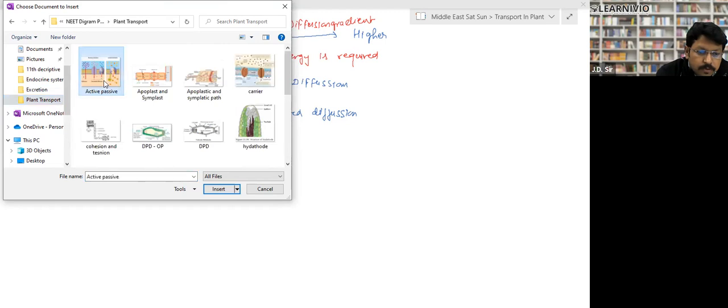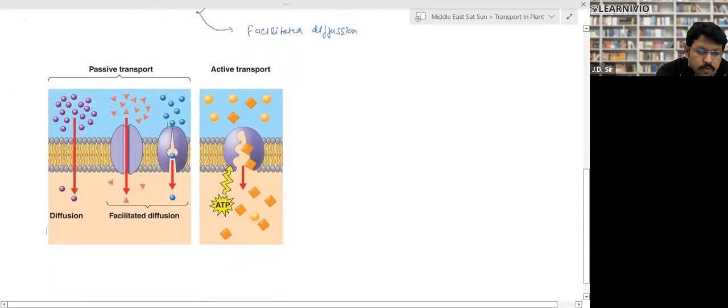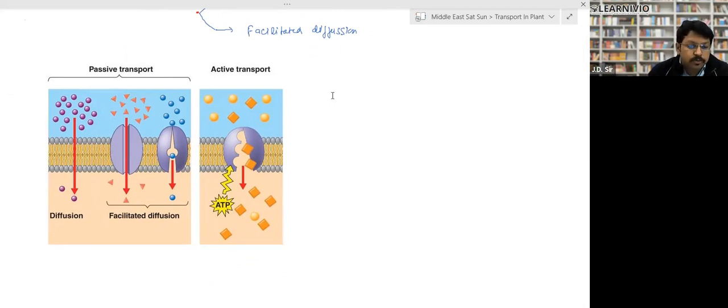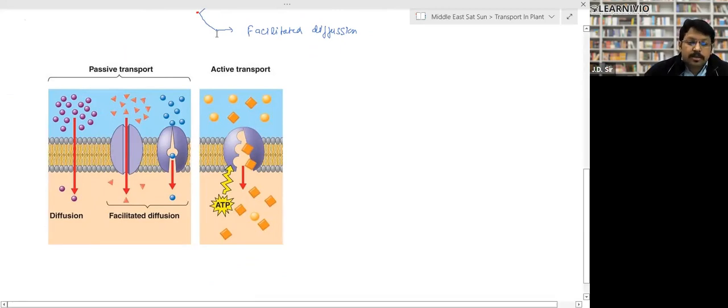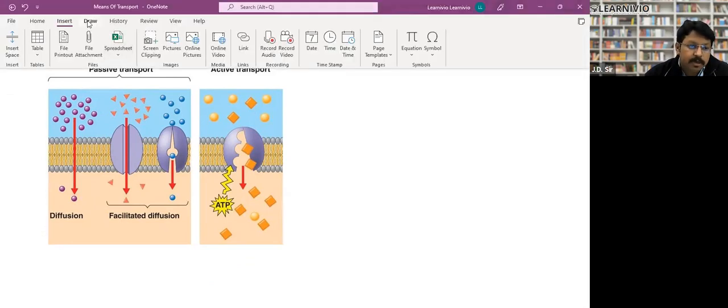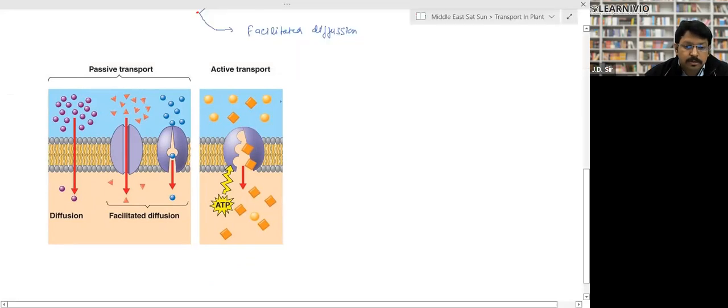Look, passive transport and active transport. Active transport takes place at the expense of energy, right? And when we talk about passive transport, this is the plasma membrane, where in the diagram you can see the bilayer of lipid, right? This is the bilayer of lipid, and this is the plasma membrane, and these are the intrinsic proteins.